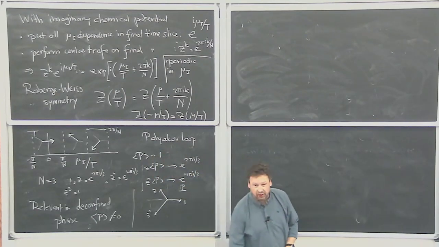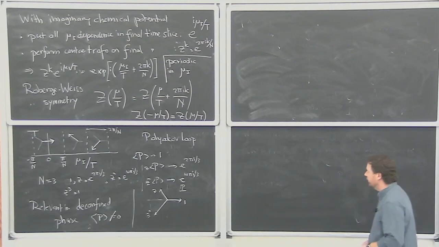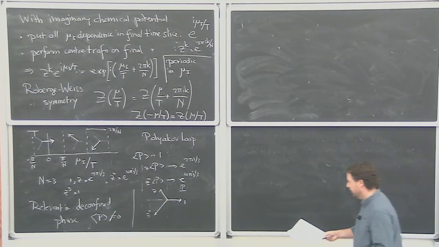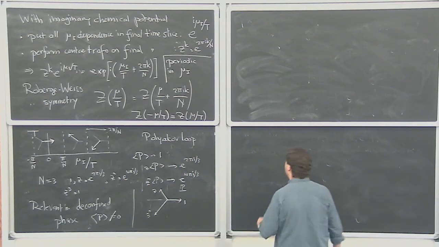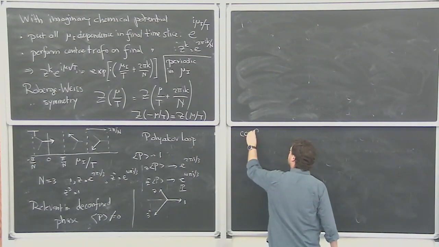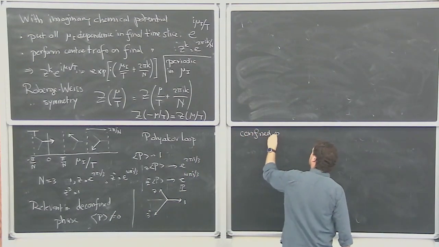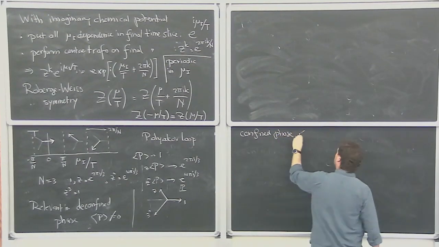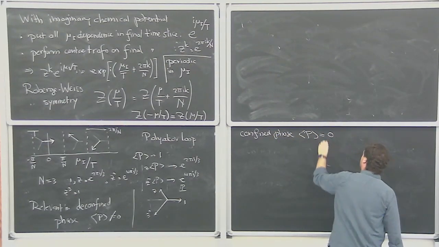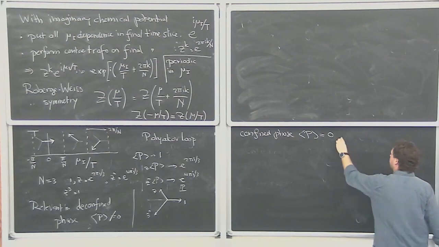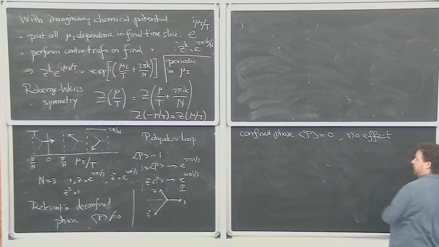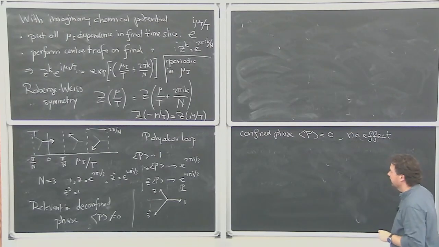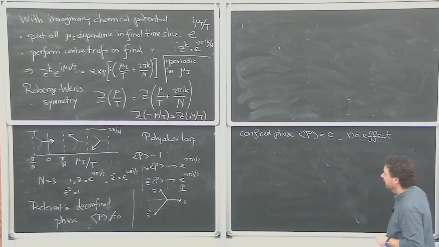Okay, let's finish this argument and then I'll stop for questions. This is relevant in the deconfined phase, when the expectation value of the Polyakov loop is non-zero. In the confined phase, the expectation value is 0, and so this has no effect. In other words, if I change the chemical potential, it won't affect this structure.